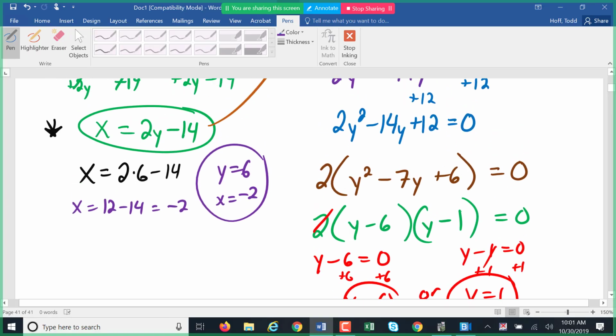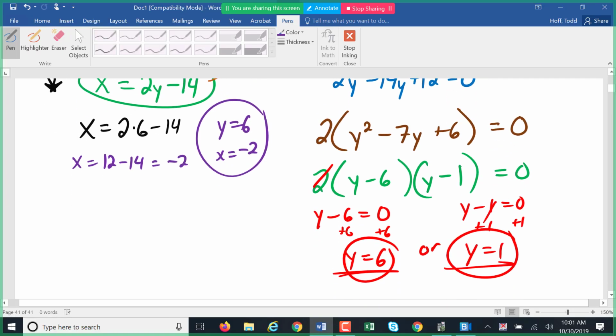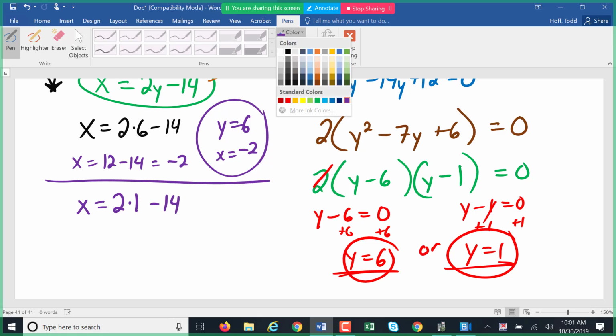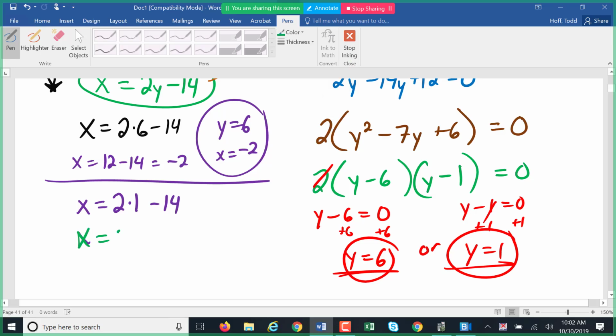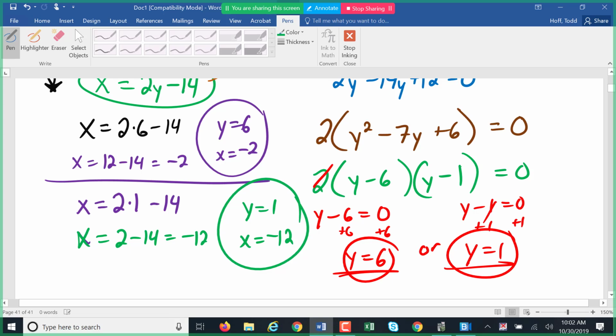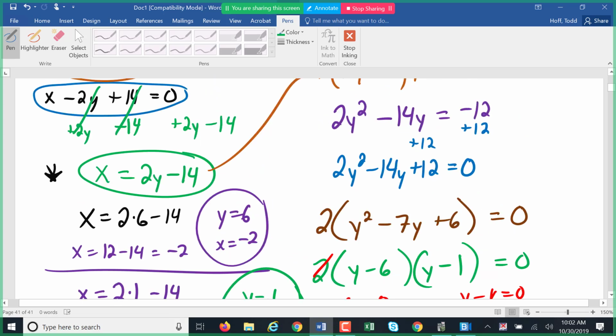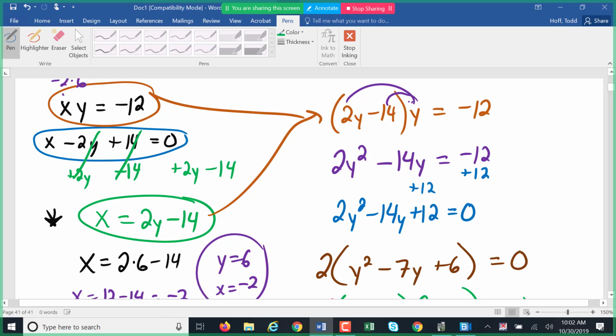Let's try the y equals 1. So x equals 2 times 1 minus 14. 2 times 1 is 2. Minus 14 would be negative 12. So if y is 1, x has to be negative 12. Let's test that in the first equation. Well, x times y equals negative 12. Negative 12 times 1 equals negative 12. That works.